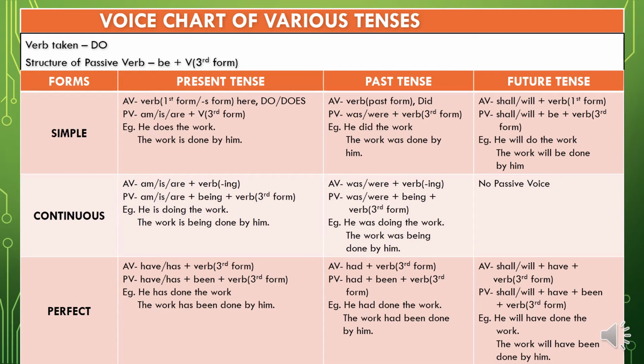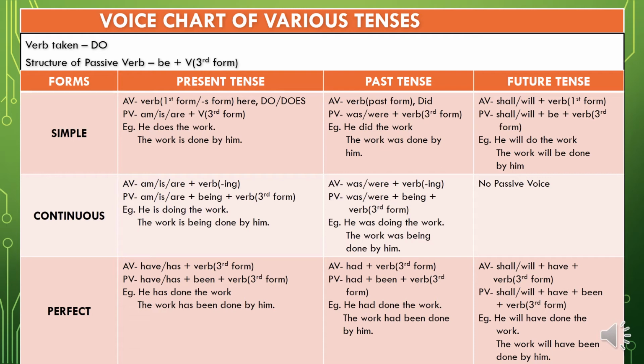And in passive, the structure of the passive voice is be plus verb third form. So which form of the be verb it will take in different tenses, you will come to know if you study this particular voice chart. It is very important, and I expect that all of you should draw this voice chart and note down these things. Okay, let me explain it.